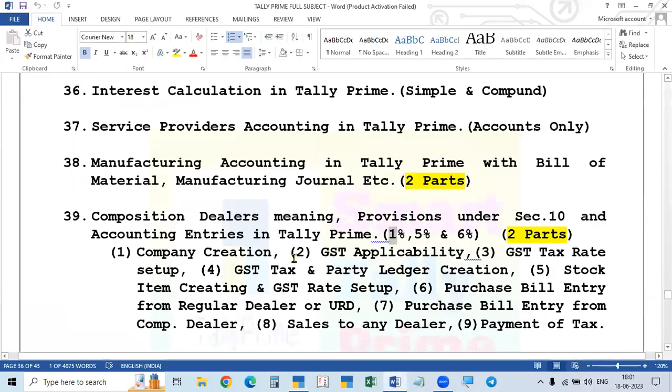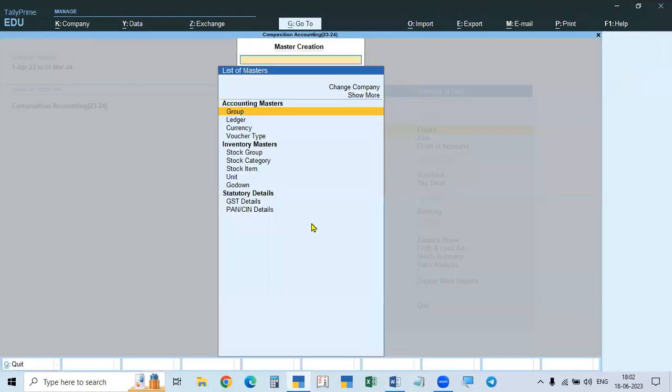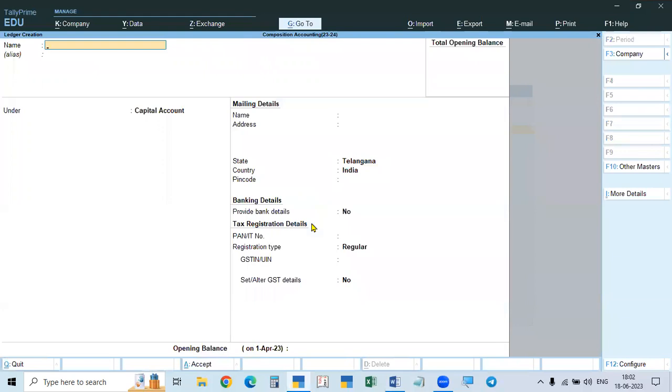See, in this case, we created the company, and in the company features, GST applicability, that is composite or regular, and GST rate setup, that is 1%, 5% or something, and the respective goods, that is taxable goods or something. And then GST tax and party ledger creation, then stock items creation. For that, what to do is, we have to go to the create button. Here, we will create ledgers for the creditors, for the debtors, purchases, sales, taxes, GST, IGST, all this.